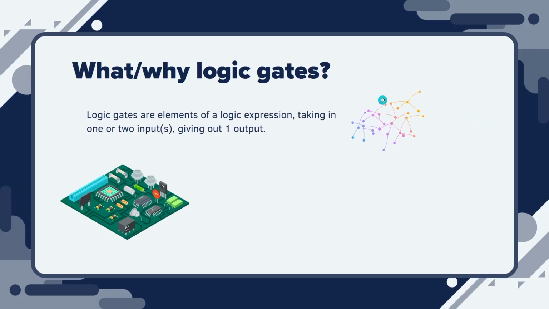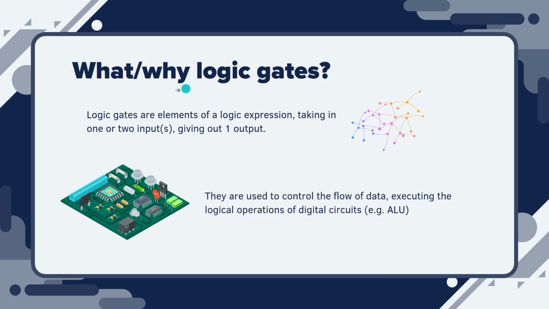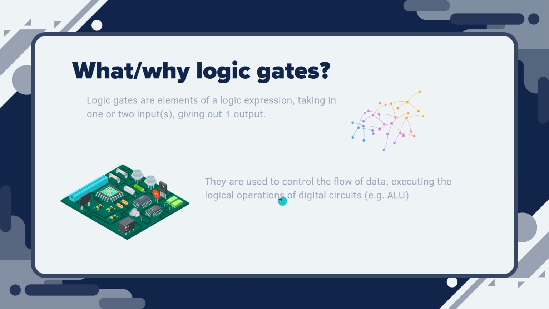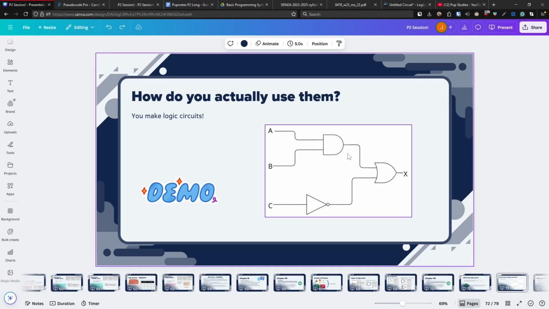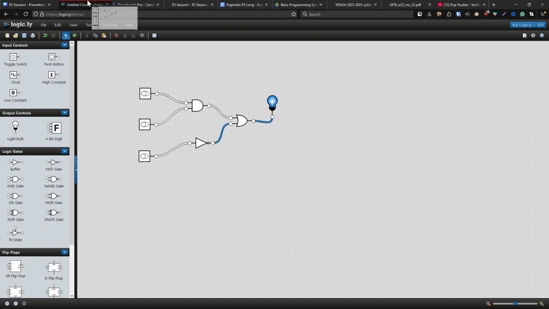Now, why? So, yeah, they are elements of a logic expression or a logic circuit, giving 1 as output, and they're used to control data flow with like the ALU, for example, the arithmetic and logic unit. You're trying to calculate things, so you make circuits and do them. And I'll show you a little demo of how they're used.